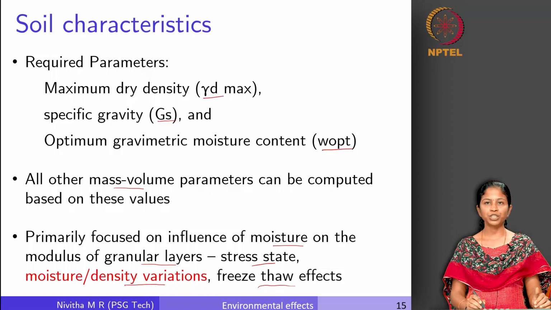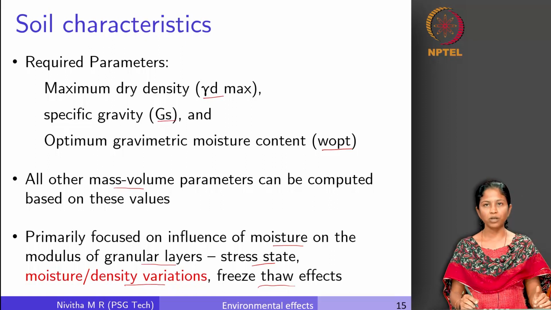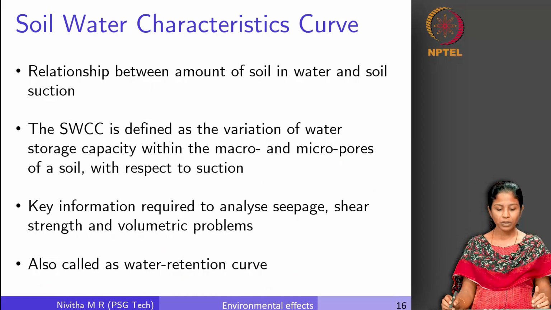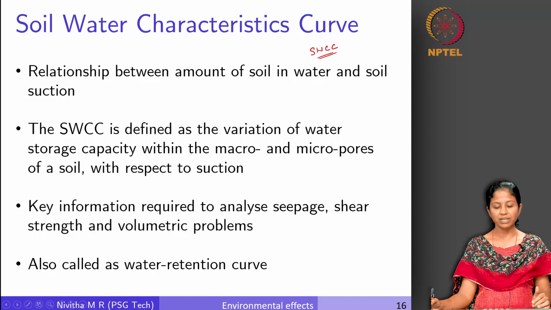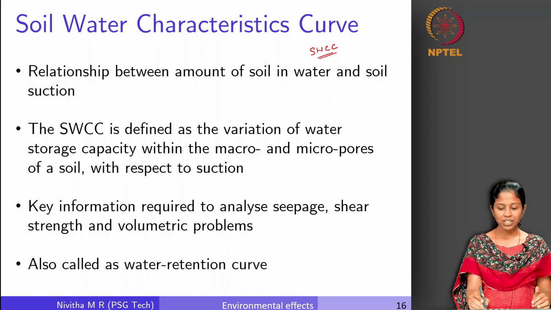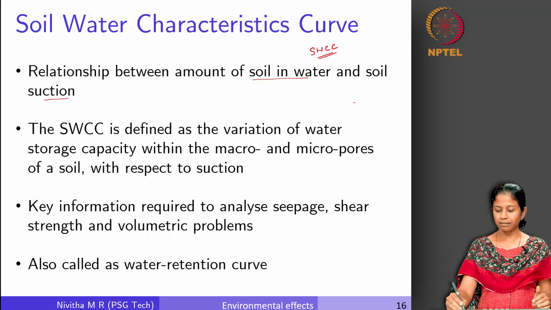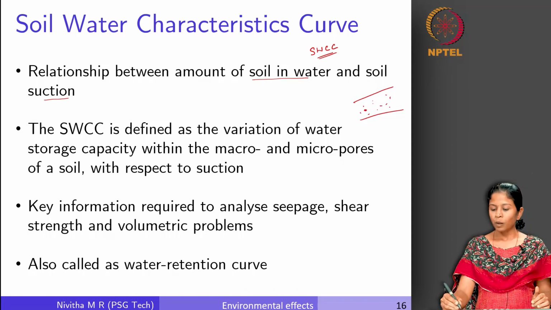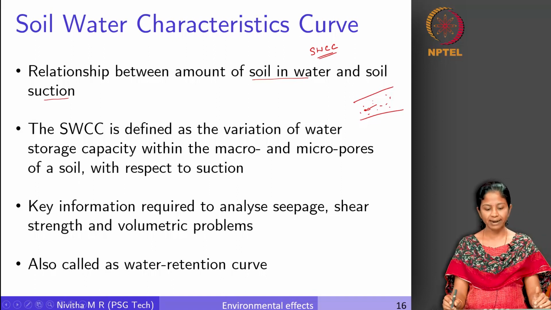In the remainder of this lecture, we are going to talk about the influence of moisture on the modulus variation. This relationship, the influence of moisture, is given by a soil water characteristic curve, which we typically call SWCC. It is basically the relationship between the amount of water in the soil and the soil suction, right. Let us say that a system of soil is present, so there is one soil particle here. What is the capability of this soil particle to absorb moisture which is present in this environment? That is quantified through the soil water characteristic curve.